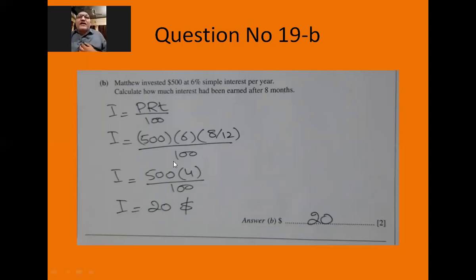So you have 500 and you know this 8 over 12. This is 48, so 12 goes 4 times into 48. So it will be 4 here, 100 here. So this 100, 2 zeros and this 2 zeros, they will be cancelled. So 4 into 5, that will be 20. So the interest will be $20.